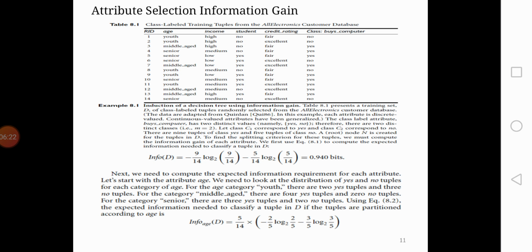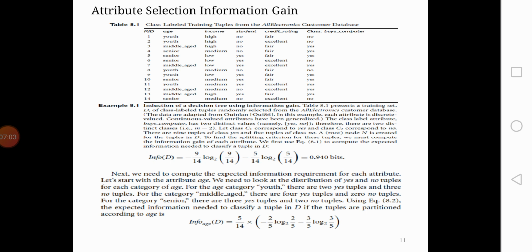We will check how information gain works with this particular table. Example: induction of a decision tree using information gain. The table presents a training set D of class-labeled tuples randomly selected from the AllElectronics customer database. In this example, each attribute is discrete valued. Discrete valued means the values are not continuous; each attribute contains different values. Continuous valued attributes have been generalized.